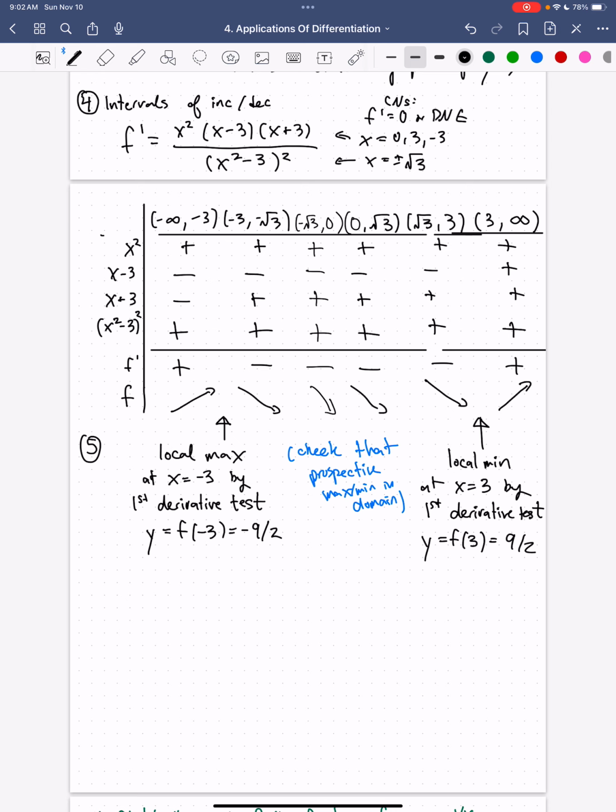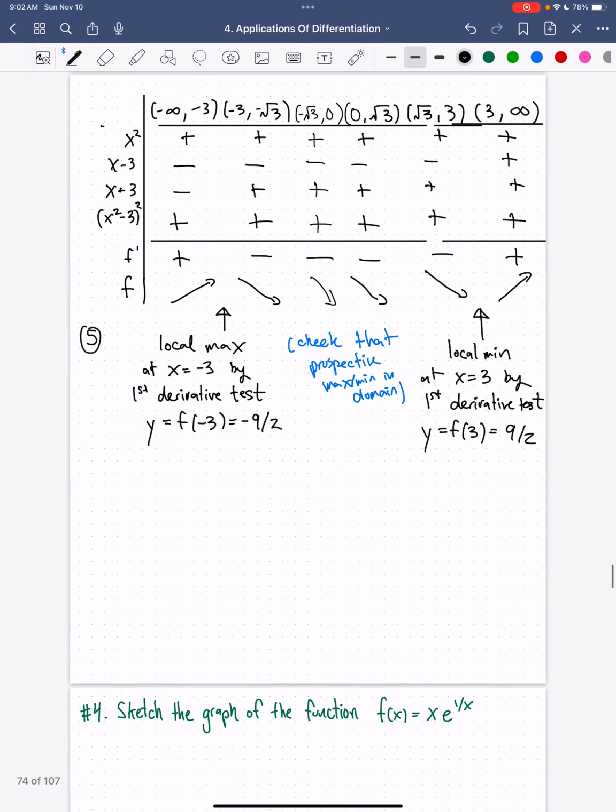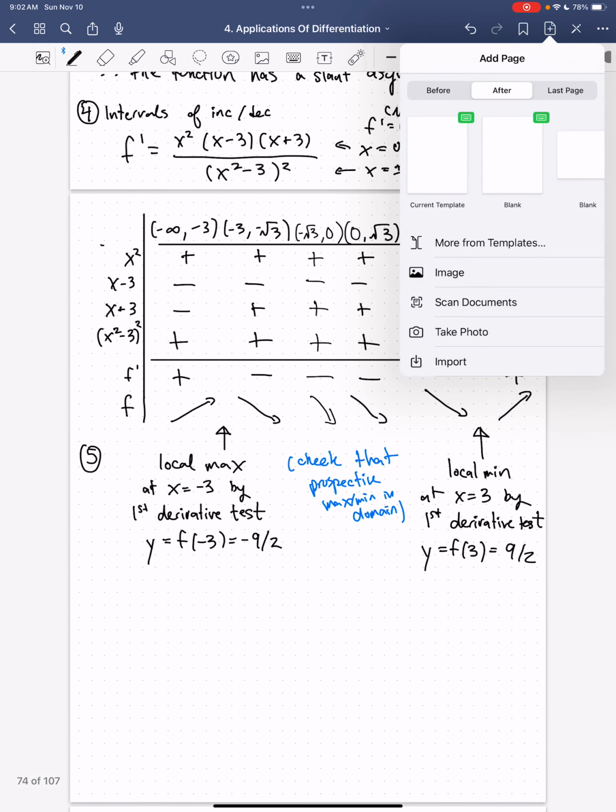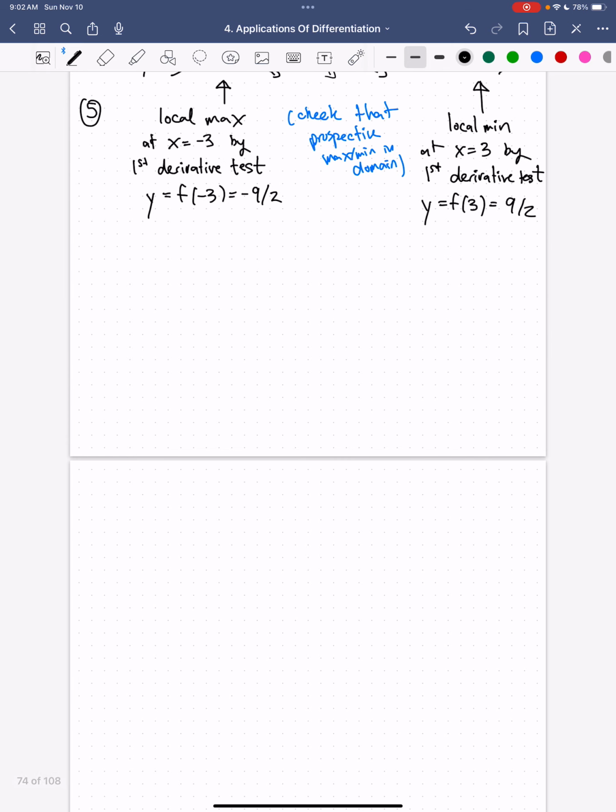So, step 6 is to look at concavity. I'll give us more space here. I'll write out the second derivative again. So that was 6x times x squared plus 9, over x squared minus 3, all cubed. And now we want to do some sign analysis on this.